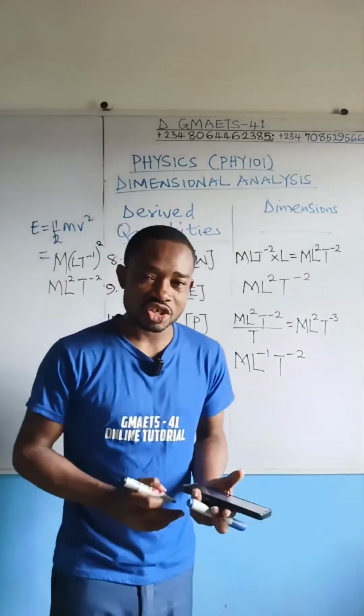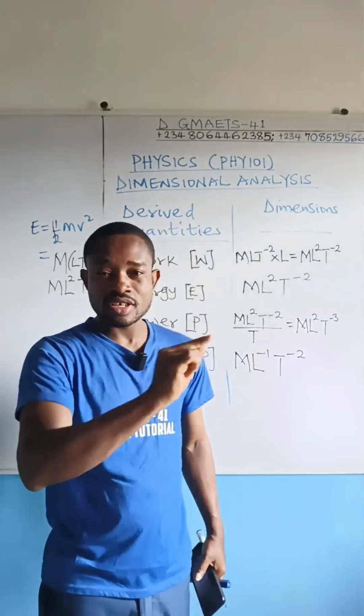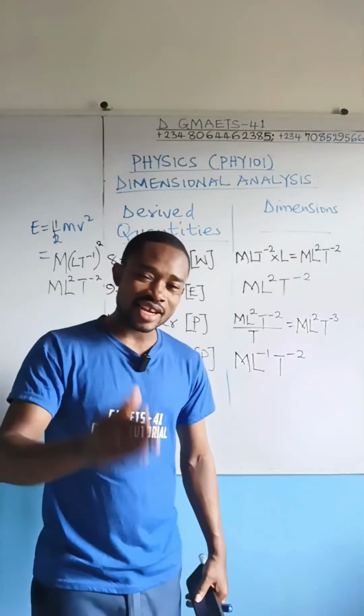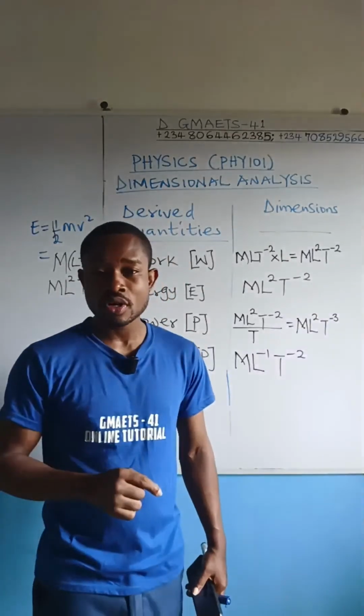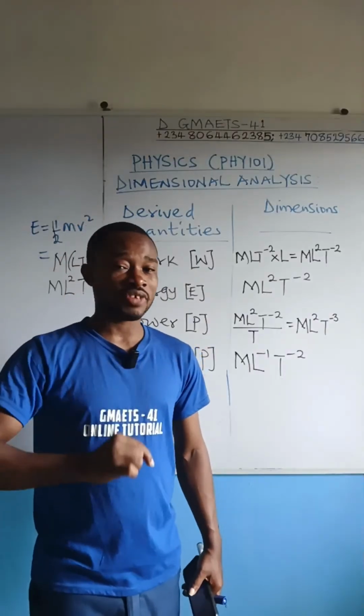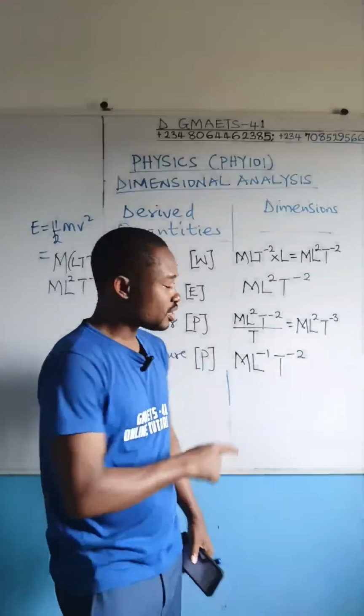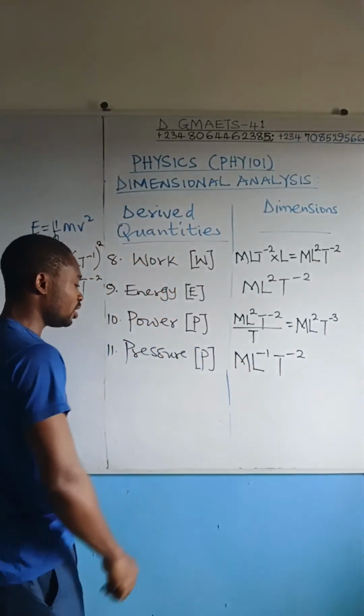Remember the definition. Remember the derivation of pressure. It is force divided by area. So you get the dimension from the dimension of force, which is M L T raised to power minus 2, all over the dimension of area, which is L squared. Apply your division law of indices. You will get the dimension of pressure to be this quantity.